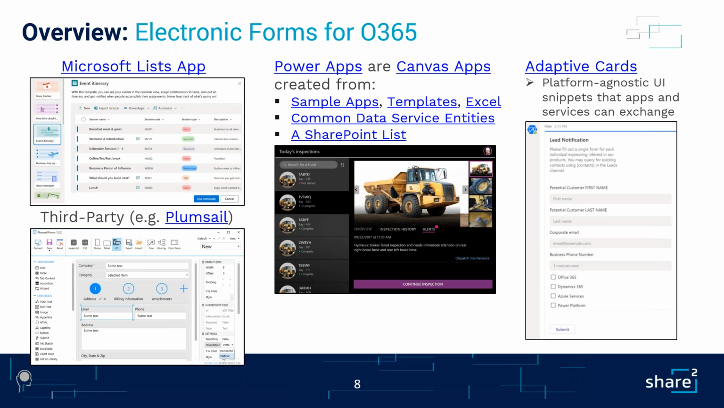Tool, and they can be created from a sample app, a template, from Excel, from a common data service entities, and a SharePoint list. And I'll distinguish those a little bit from what are called adaptive cards. So Power Apps are not as flexible. Adaptive cards are completely platform agnostic. We call them UI snippets. They are implemented with JSON, if you're familiar with that. And they are highly flexible, can be moved between different platforms. Power Apps are a little more sticky than that, though pretty flexible as well, as long as you have a browser. So those are the new options for forms.